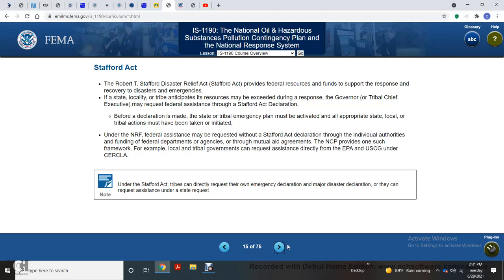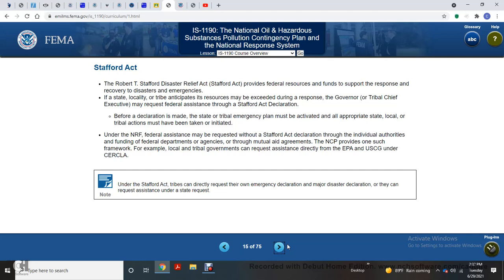Alright, the Stafford Act. The Robert T. Stafford Disaster Relief Act provides federal resources and funding to support the response and recovery of disasters and emergencies. When state, local, and tribal resources are anticipated to be exceeded during a response, the governor or tribal chief executive may request federal assistance through a Stafford Act declaration. Before the declaration is made, the state and tribal emergency plan must be activated and all appropriate state, local, and tribal actions must have been taken and initiated.